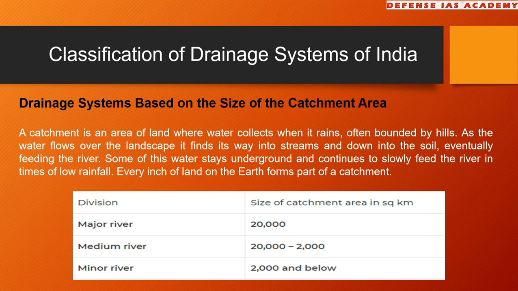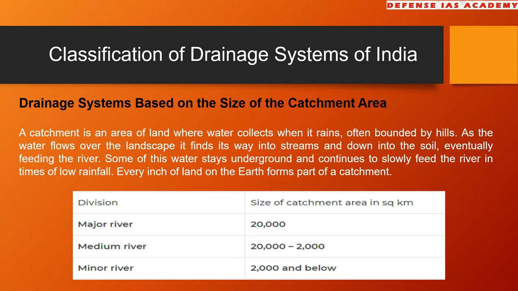So this water flows over the landscape, it finds its way to the streams, and it flows down into the soil, eventually feeding the river. Some of this water stays underground and continues to slowly feed the river in times of low rainfall. Every inch of the land on this earth forms a part of the catchment. So that is a catchment area.